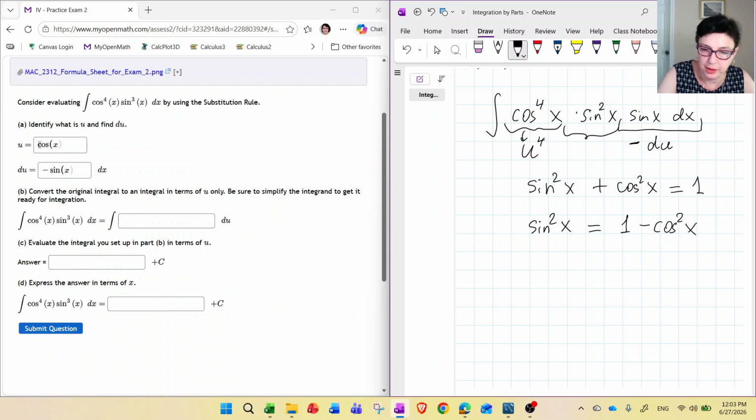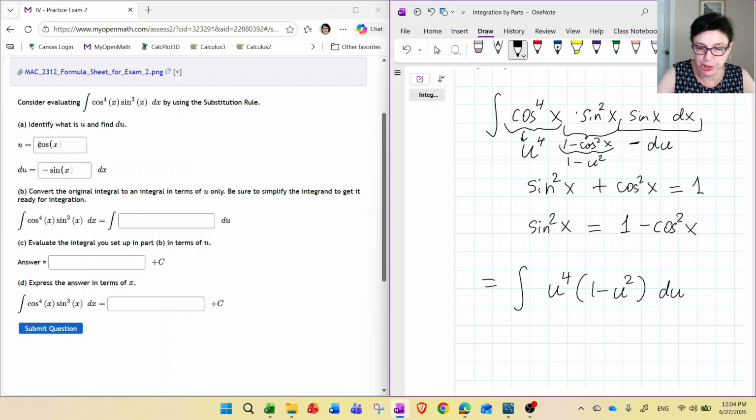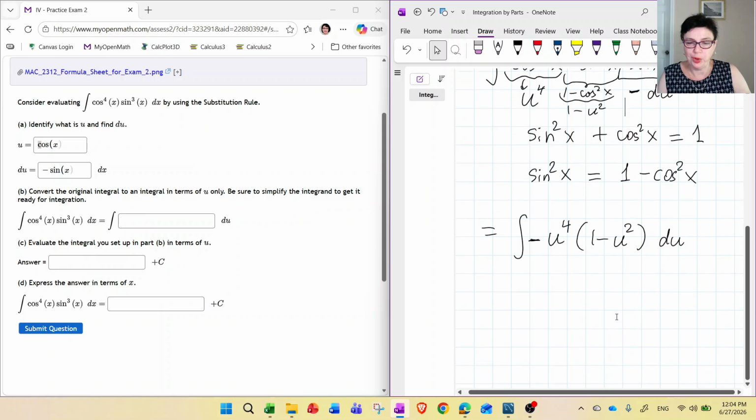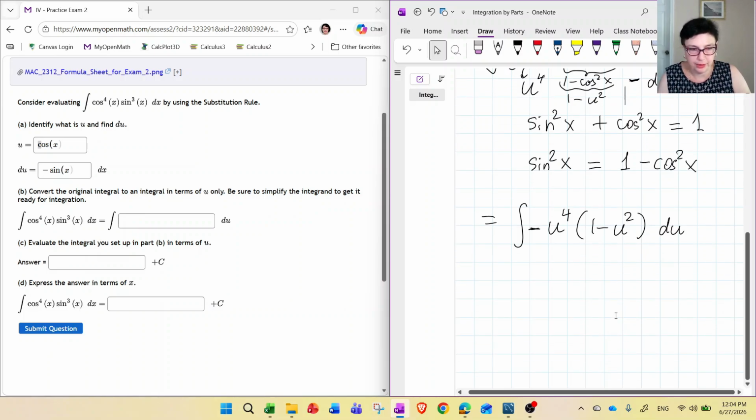But wait, this 1 minus cosine squared x, we know how to express that in terms of u because u is cosine. So that's just 1 minus u squared. Okay, so let's put this together. We've got u to the power 4, we've got 1 minus u squared in parentheses, and we also have a minus, right? This minus right here. Now, you can't integrate yet.